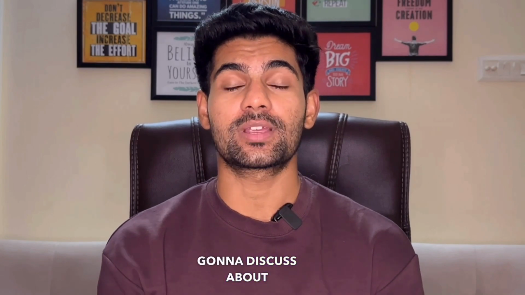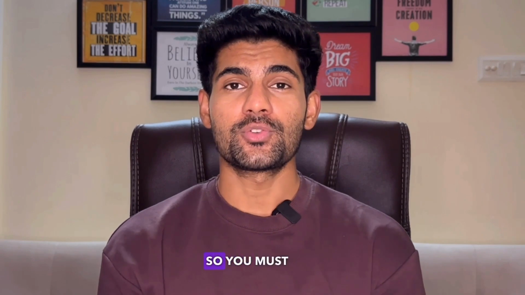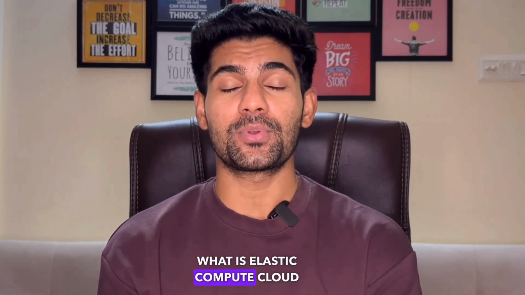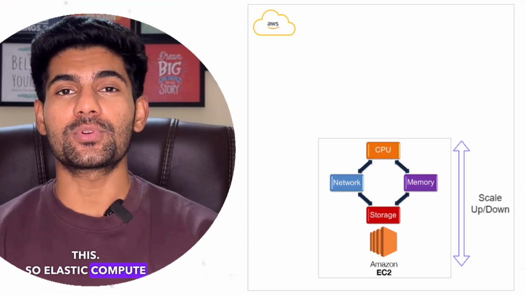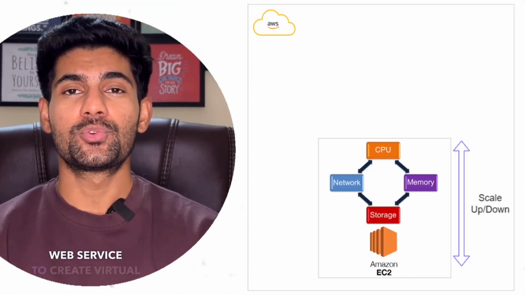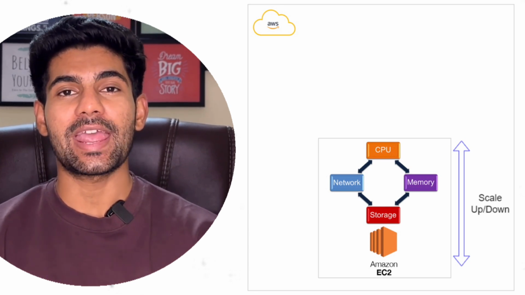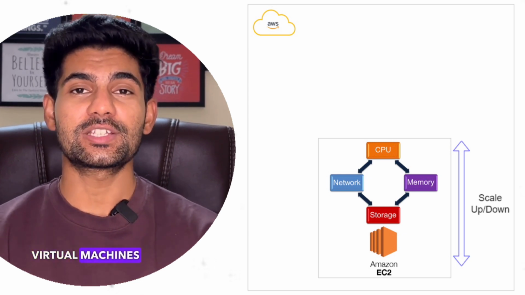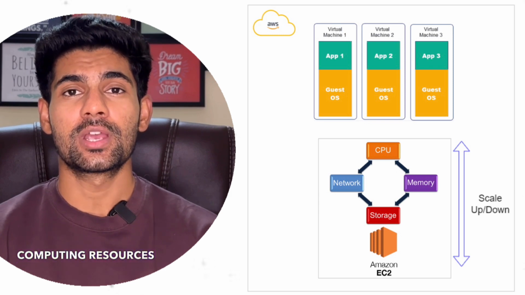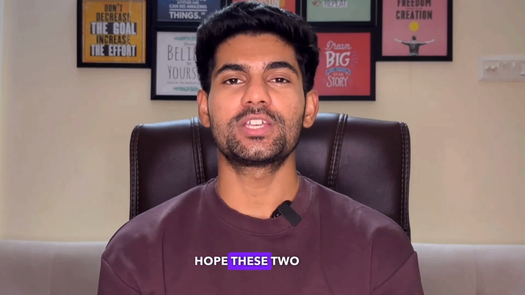My name is Manender and today we're gonna discuss Amazon EC2, that is Elastic Compute Cloud. So you must be thinking, what is Elastic Compute Cloud and what are the uses of this? Elastic Compute Cloud is an Amazon web service to create virtual machines, which we can scale up or scale down anytime as per our requirement. If we talk about the uses, virtual machines provide us computing resources to run our programs, databases or applications. Hope these two things are clear.